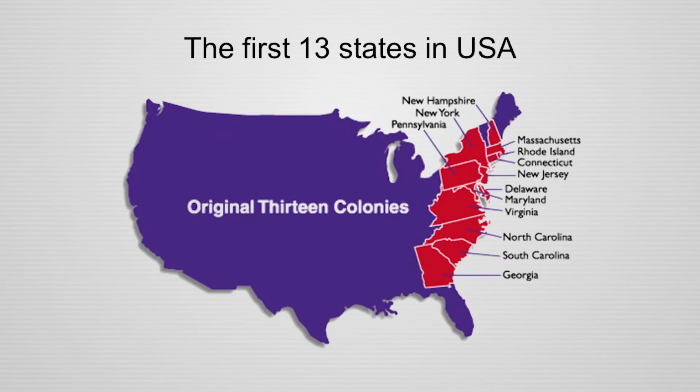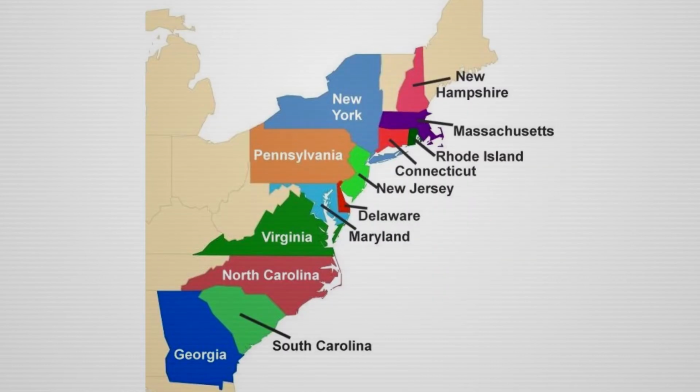Around 1607 to 1732, the British made 13 colonies in America. If we look at the map of the British colonies, we can see all 13 different colonies, which were later united into the one modern map of the USA. These 13 colonies were New Hampshire, Massachusetts, Rhode Island, Connecticut, New York, Pennsylvania, New Jersey, Delaware, Maryland, Virginia, North Carolina, South Carolina, and Georgia.